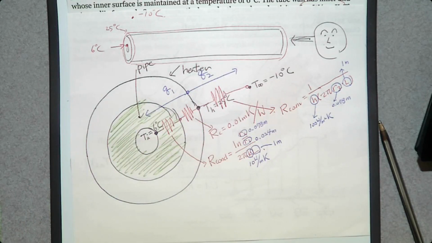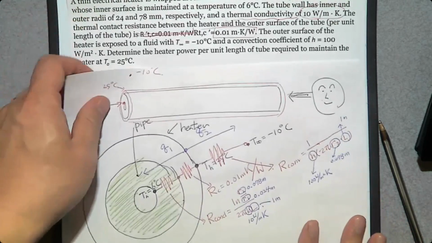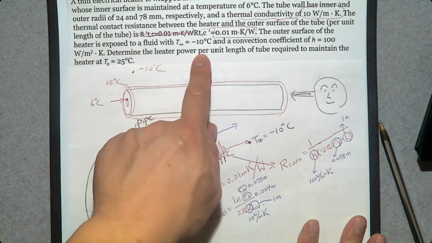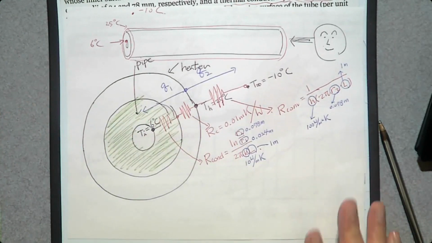Then, by the way, what we need to determine, I forgot that. We want to determine the heater power required. Okay. So if you want to determine the heater power, you need to calculate Q1 and Q2 and calculate the sum of Q1 and Q2. That is going to be the heater power required to maintain the temperatures. So let's calculate Q1 first.